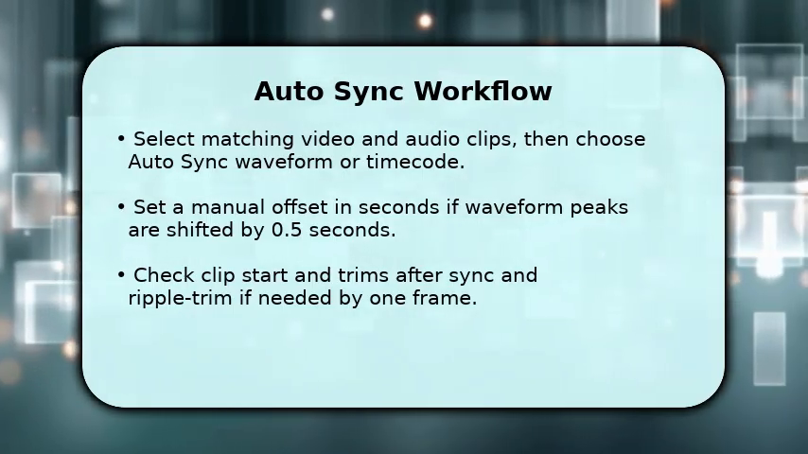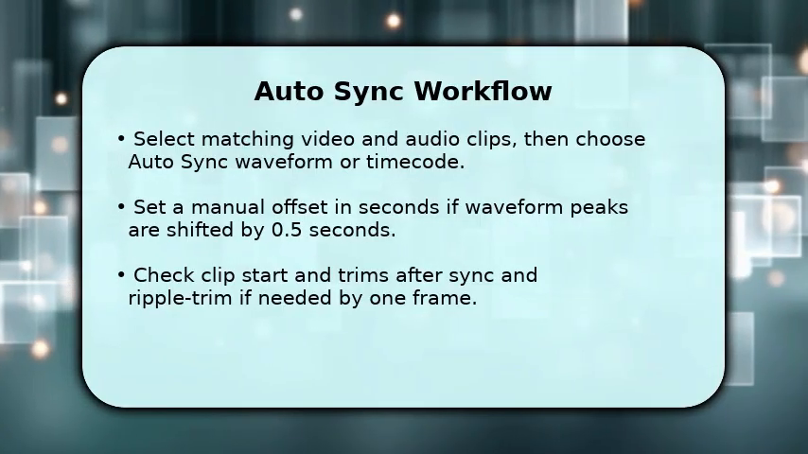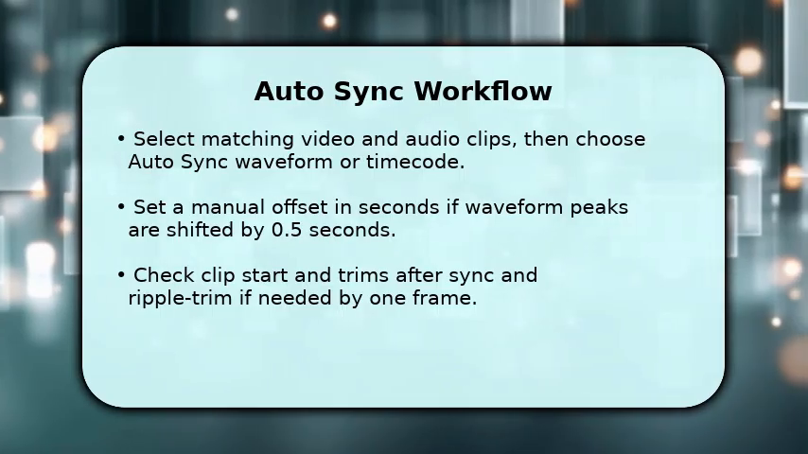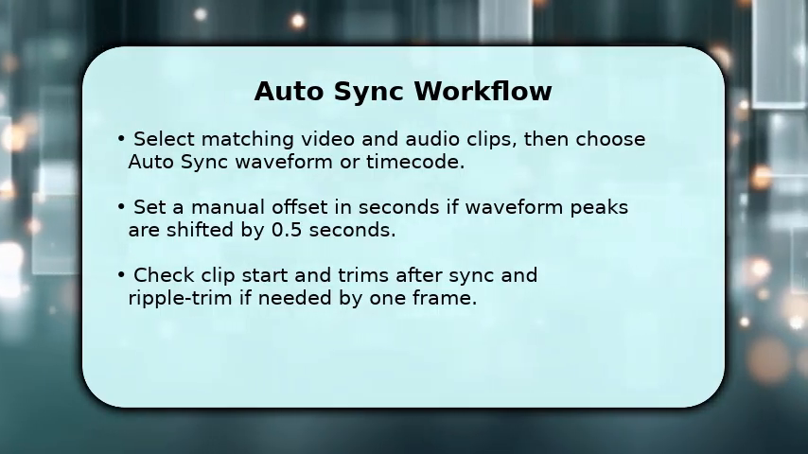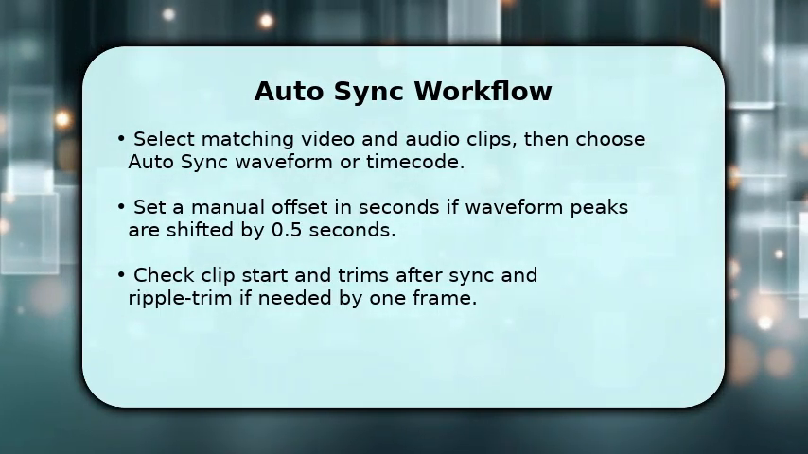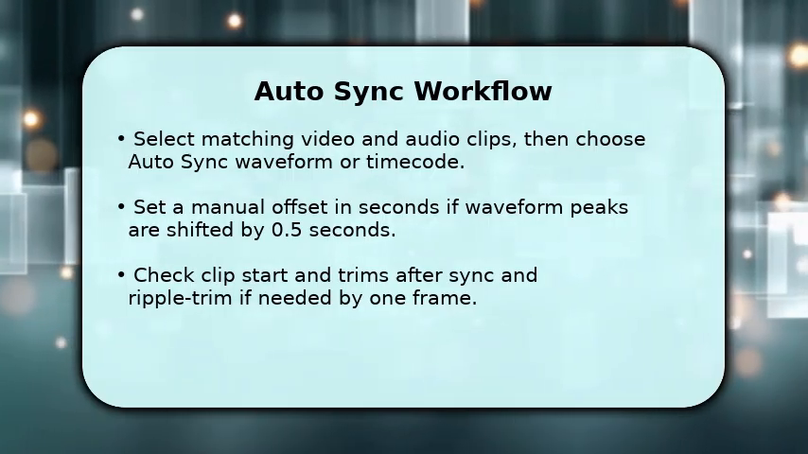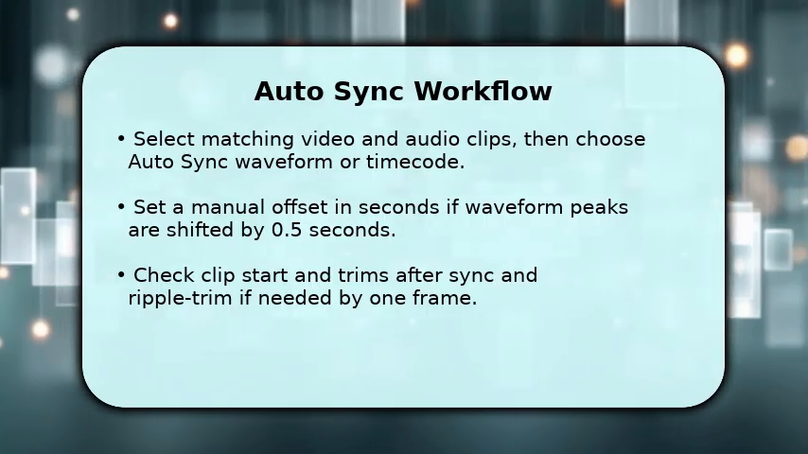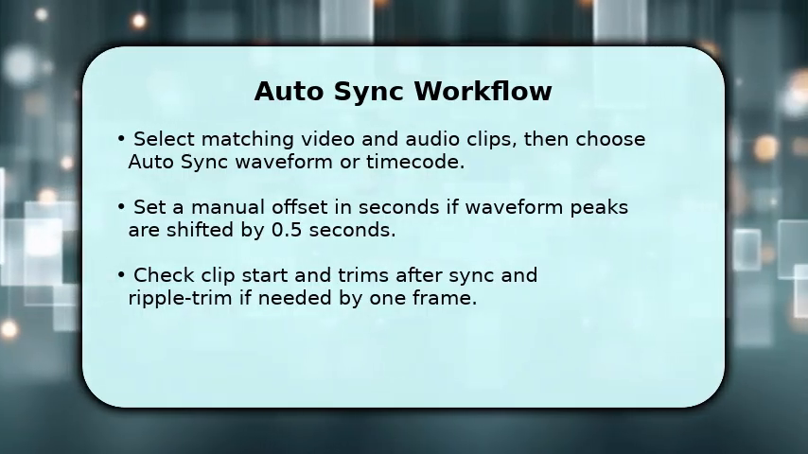If your waveform appears shifted, enter a manual offset such as 0.5 seconds to correct alignment. Use the program monitor to verify the sync visually and listen to check for lip sync. Ripple trim any excess start or tail to keep edits tight. Lock tracks to prevent accidental moves after syncing is complete. Repeat for all takes in the bin.